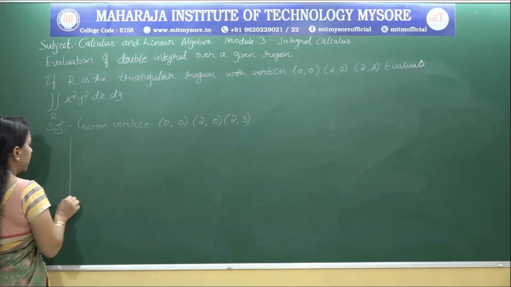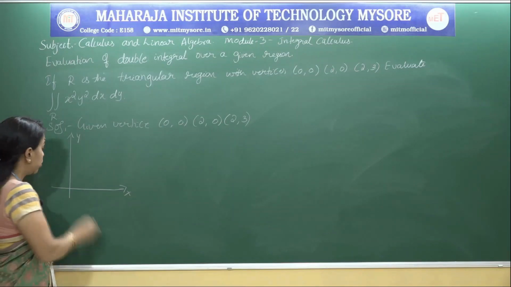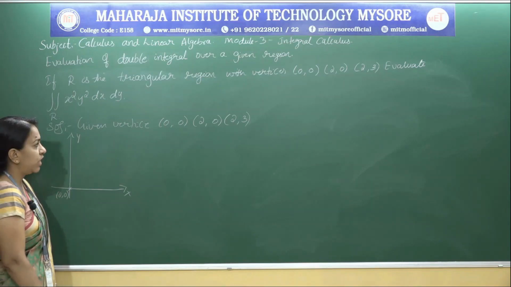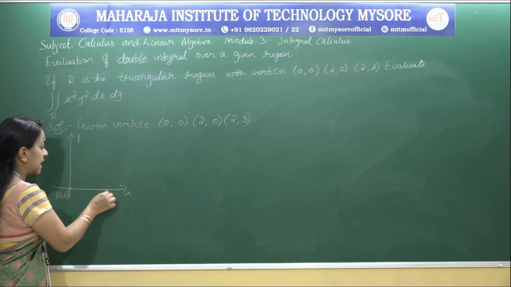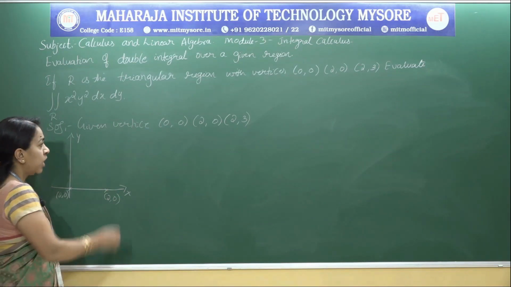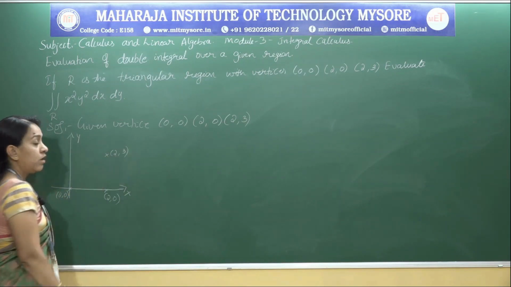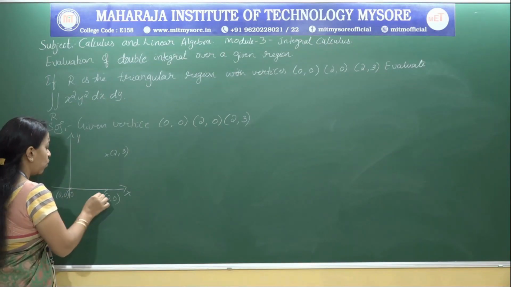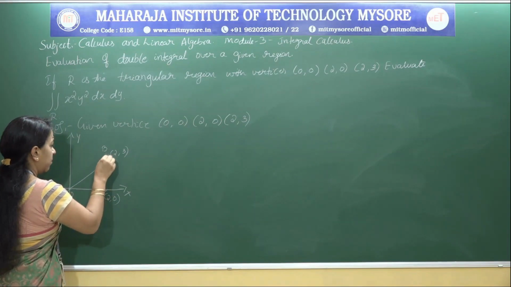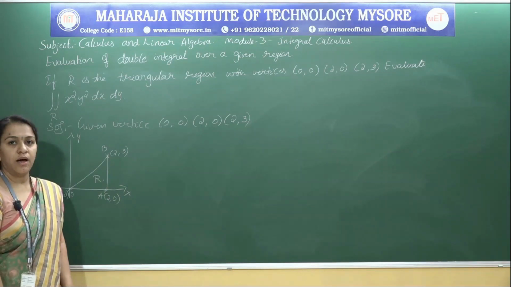So consider a coordinate axis, the xy axis, okay? In that, represent the point (0, 0) as the origin, and (2, 0) is on the x axis, x value 2, y value 0, of course it should be on the x axis, and another point (2, 3) will come here. Now join all the 3 points. I name it as O, A, B. So we have a triangle OAB, and this is our required region R.